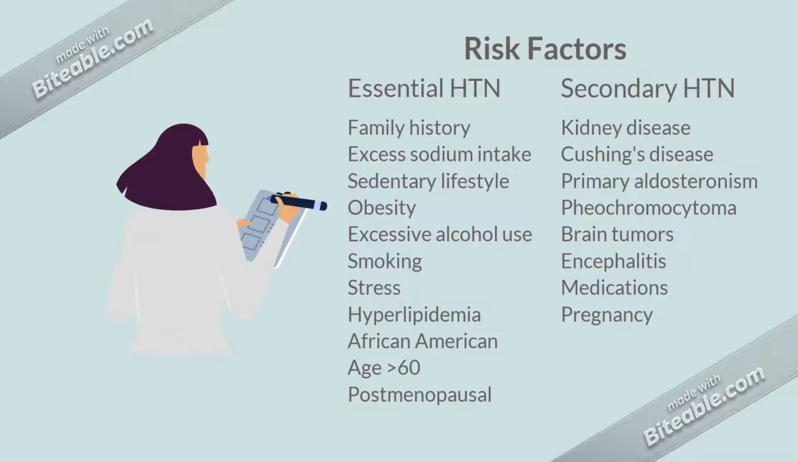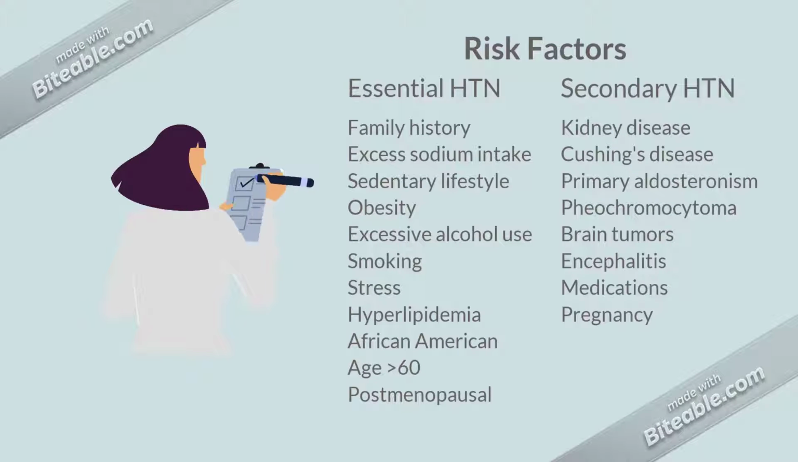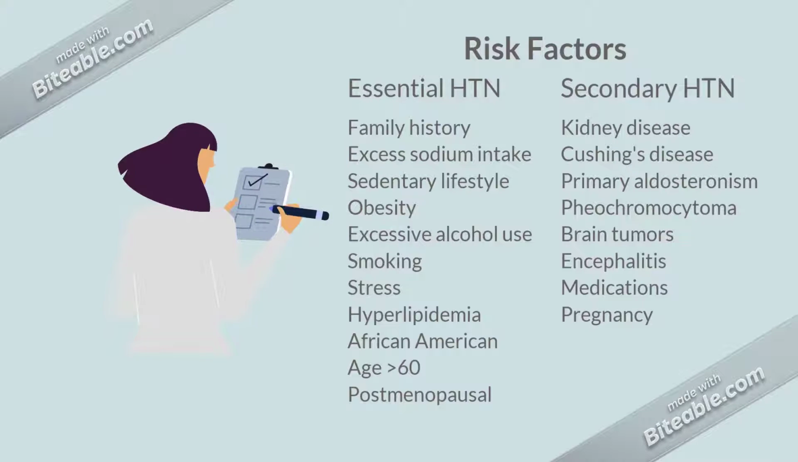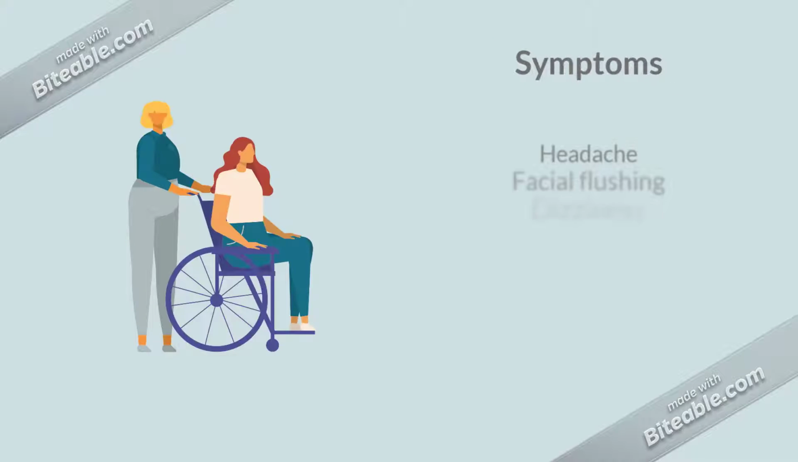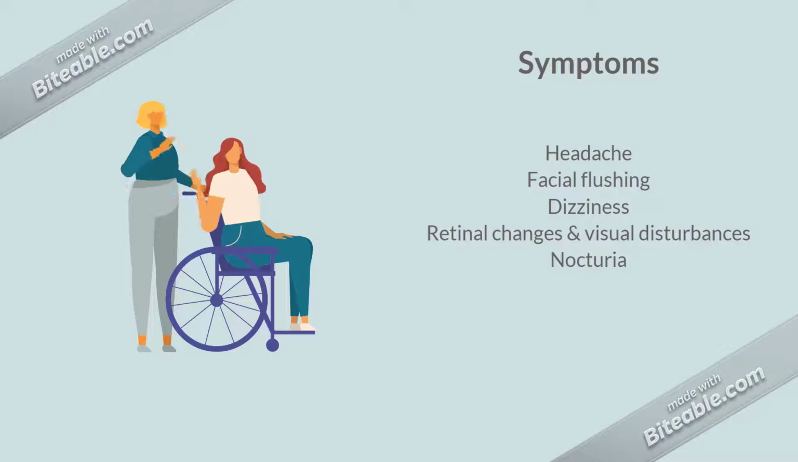Risk factors for secondary hypertension include kidney disease, Cushing's disease, primary aldosteronism, pheochromocytoma, brain tumors, encephalitis, medications such as estrogen, steroids, or sympathomimetics, and pregnancy. Symptoms of hypertension can include a headache, especially in the morning, facial flushing, dizziness, retinal changes and visual disturbances, and nocturia.